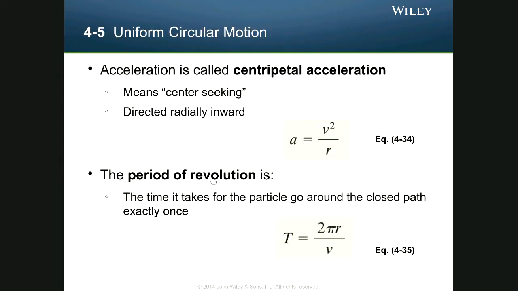So, the acceleration here is called centripetal acceleration, which means center seeking, and it's directed radially inward. They want to be consistent for future things, and A is equal to V squared over R, okay? Now, the period, so this is your constant acceleration. Now, the period is a new term, right? But the period is pretty simple. It's the time it takes for one revolution to go around. This equation can seem like magic, but it's not. We'll derive this in a second.